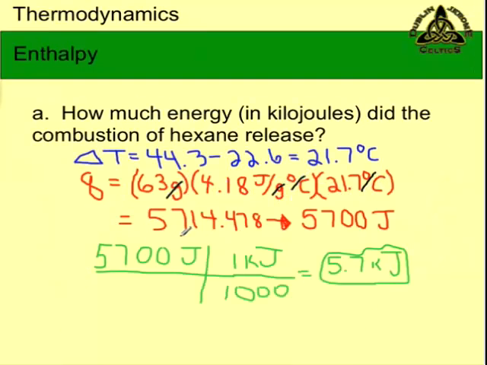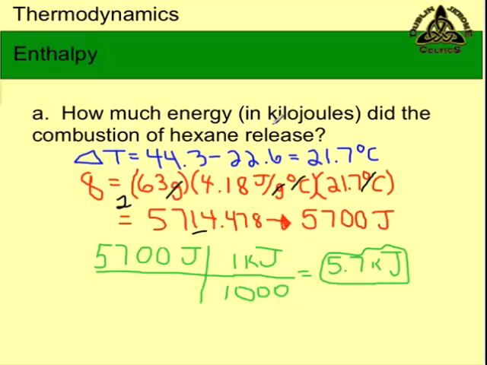You should have got 5,714.478 joules. Using significant figures, 63 has only two significant figures here. There's only two, just the 6 and the 3. So I needed to change this number. Look at this. 1 obviously is less than 5, so 5,700 is our answer.